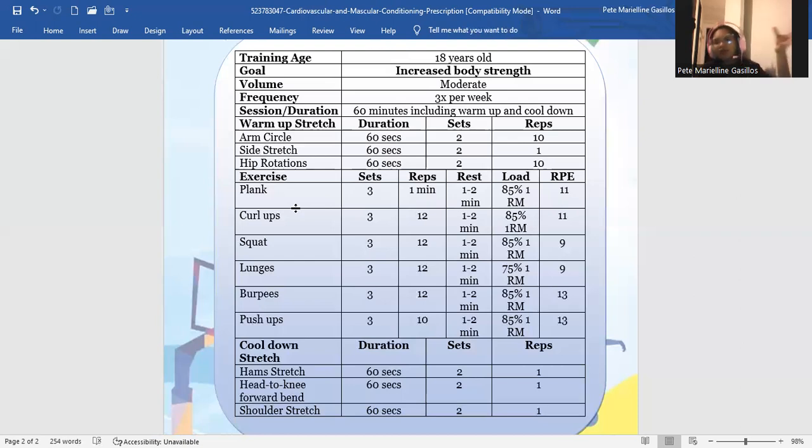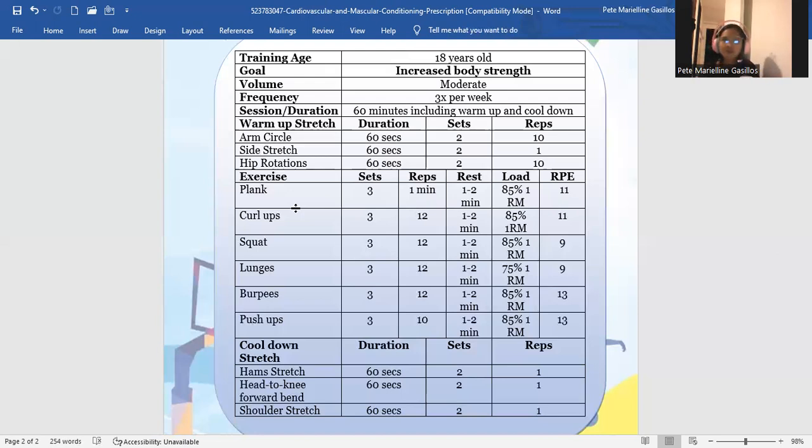Since I put it moderate, I want all my exercises to be moderate, so that my body can manage it. Okay, I put the RPE at 13 because it's somewhat hard for me.